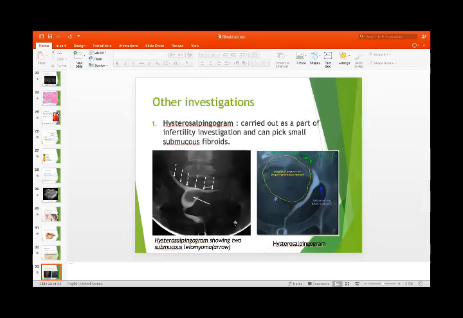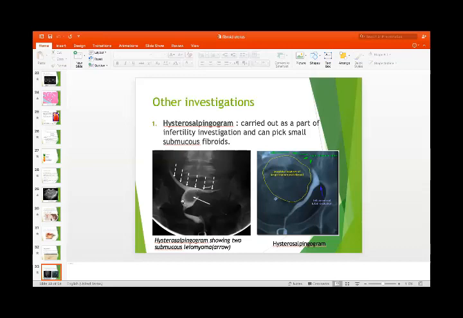Hysterosalpingography is also indicated if a patient is infertile and there is a submucous fibroid, so as to localize the site of the fibroid. This shows how the dye is injected. This is the uterine body. These are the tubes. And this is the filling defect which shows submucous fibroids.